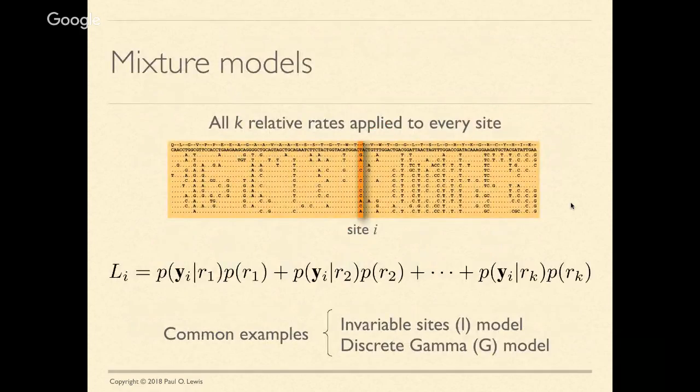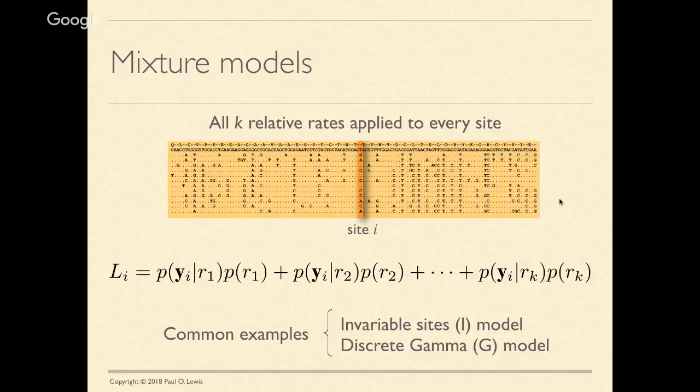So let's contrast the site-specific approach, where we predefine what rate every site is evolving at, or at least assign the sites to groups based on what we think the rates will be. Let's switch to a mixture model. The nice thing about mixture models is that you don't have to worry about pre-assigning sites to particular groups. You have to decide how many groups there are, but you don't have to decide what sites are in those groups, because all the relative rates that are being used are applied to every site.